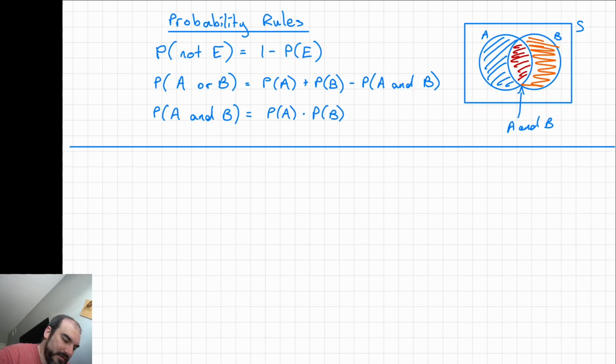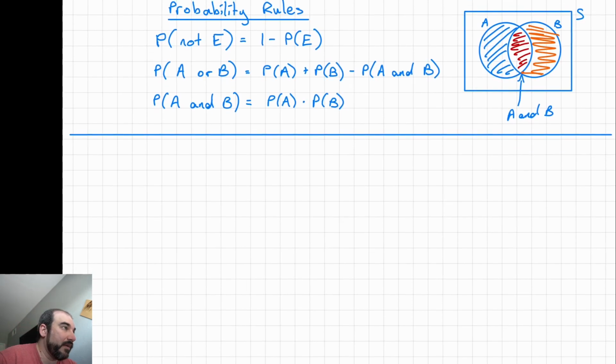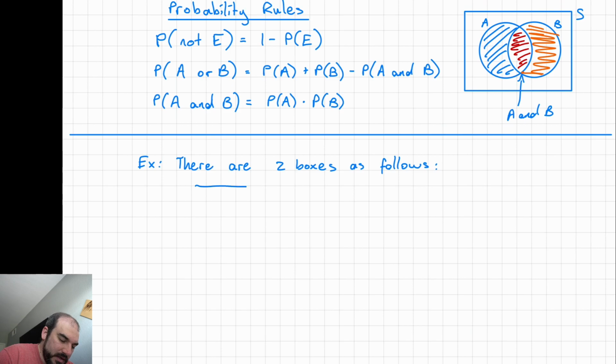Okay, let me cut this off. We're going to do a problem that doesn't necessarily use one of those three rules, but it is an interesting problem to think about. We'll do an example here. In the question, there are two boxes. As follows, we'll draw the two boxes.